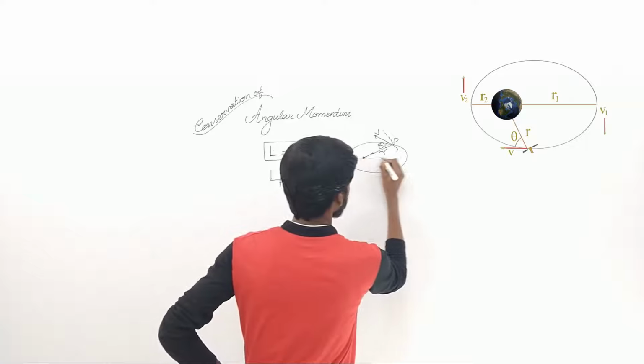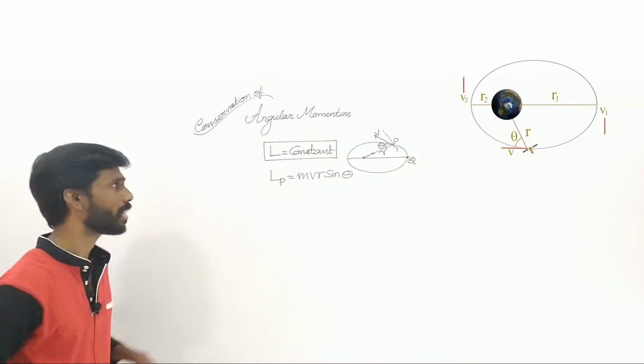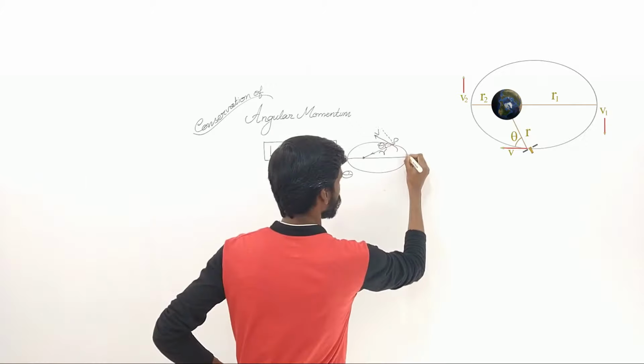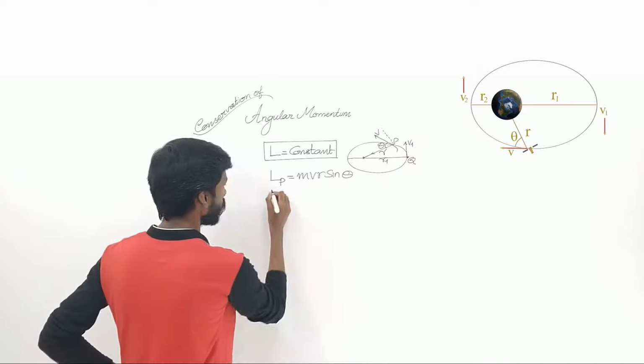Now take some specific cases. Take this point to be Q, the right hand point. Let me take the speed to be V1 and this distance R1. So what is the angular momentum at that point?